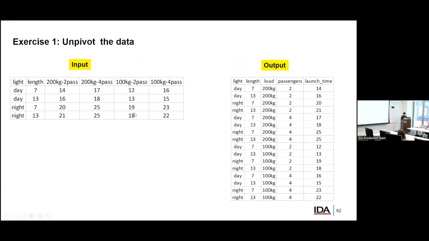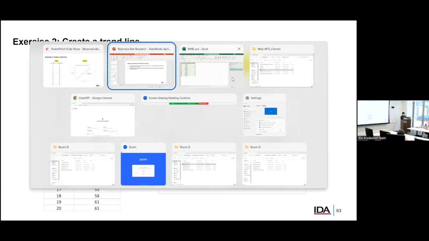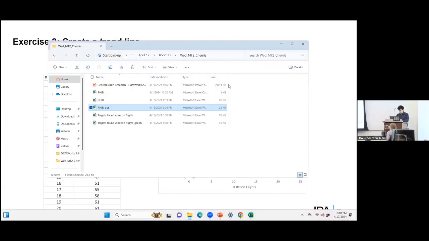So the way we're going to do that is by unpivoting the data. Pivoting means you go from this format to this format. Unpivoting means you go the other direction. And we're going to try to do that in Power Query. So I'm going to open RHIB, the Excel version. You can follow along if you want.